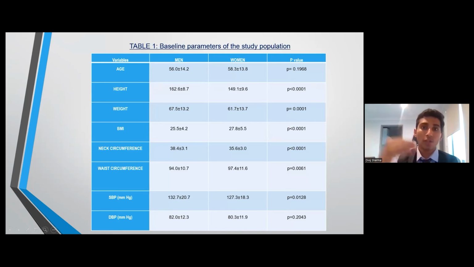The interviews sought information on the sociodemographic characteristics of patients, men and women, and then the age, neck circumference, and waist circumference, which are taken in centimeters, and that's the mean value. You can see in men, it is higher, 38.4 plus or minus 3.1. In females, it's about 35.6. And you can see the association when the p-value is less than 0.0001, which means it is less than 0.05, which means they are statistically associated. The neck circumference, waist circumference, and the BMI are actually associated risk factors for obstructive sleep apnea.